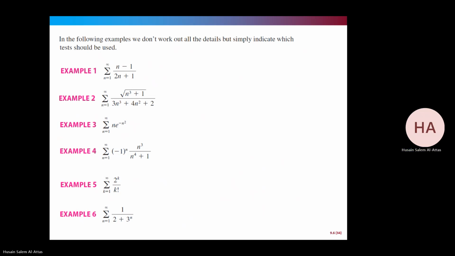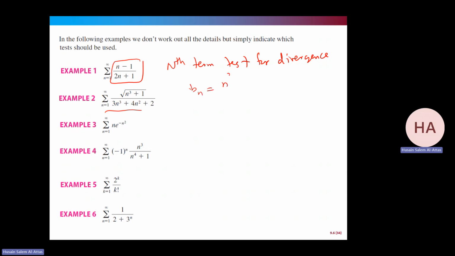Just the method. I'm not working on the details. This is very clear. Let's think about what the limit is. It is half. So this is the nth term test for divergence. What about this one? It will be the limit comparison test, where I'll compare it with the series 1 over n to the power 3 over 2, which is n to the power 3 over 2 over n cubed. So I'll do the limit comparison test.